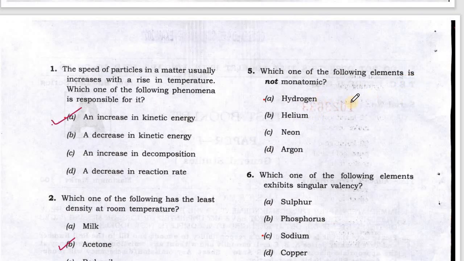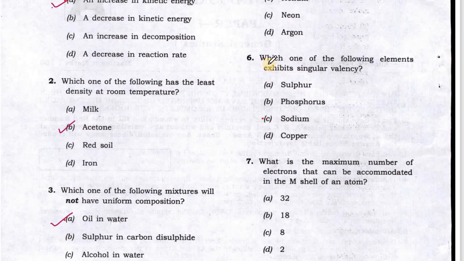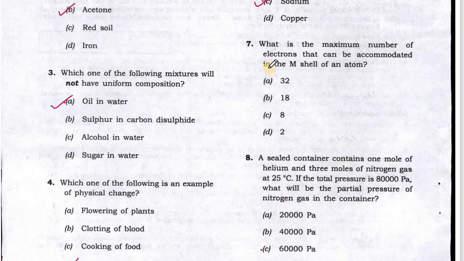Next, which of the following elements is monoatomic? So this is the hydrogen. Next is the sixth question: which of the following exhibits the singular valency? So singular valency, you can see here that this is sodium Na plus, copper 2 plus, and all these. So question 7 is what is the maximum number of electrons that can be accommodated in the M shell? So this is the 18.